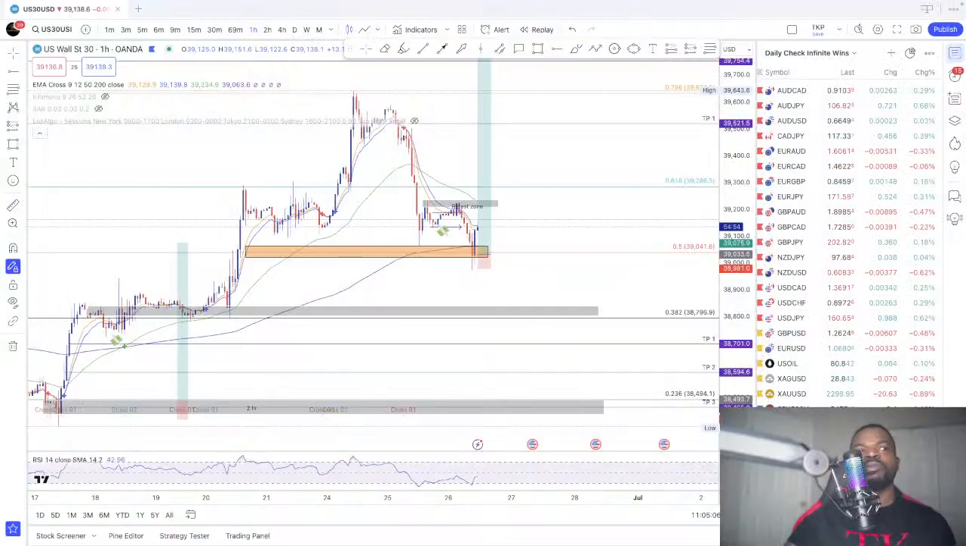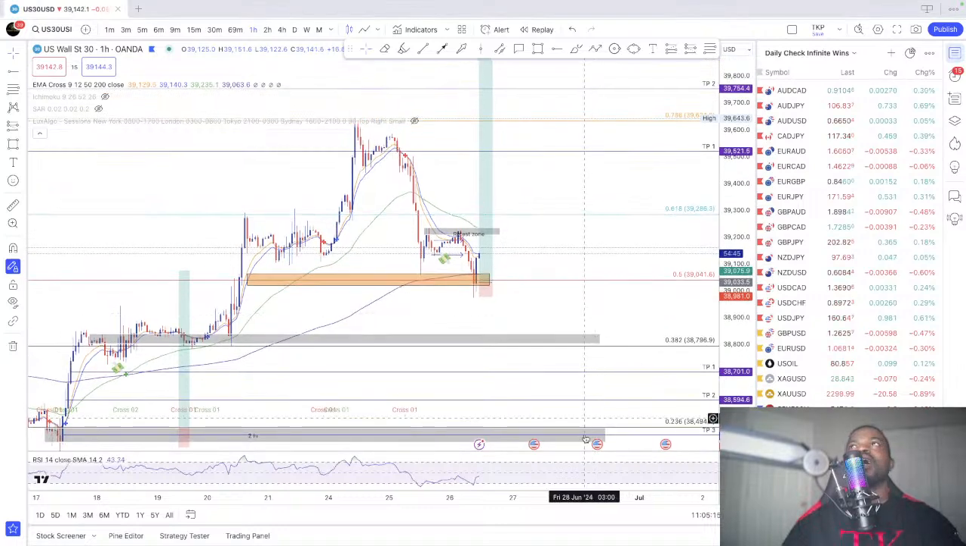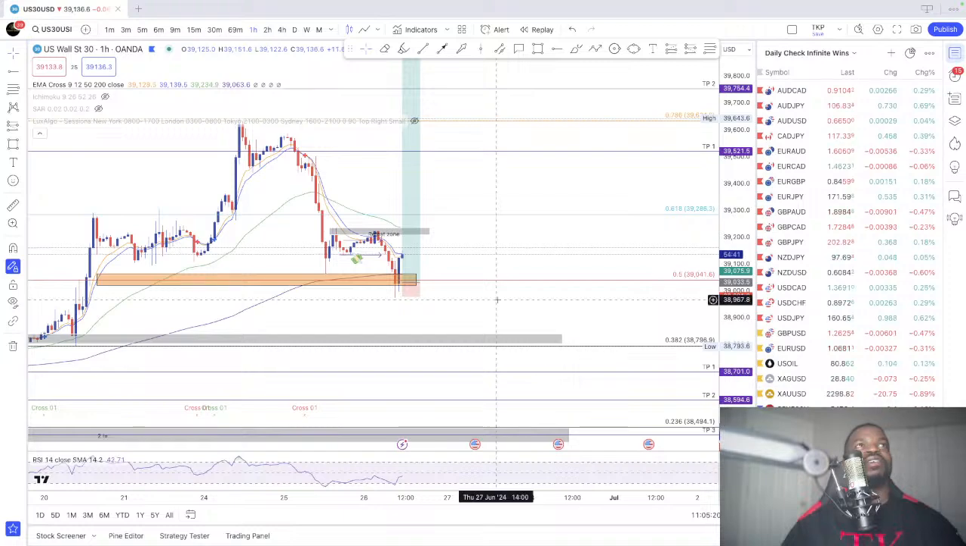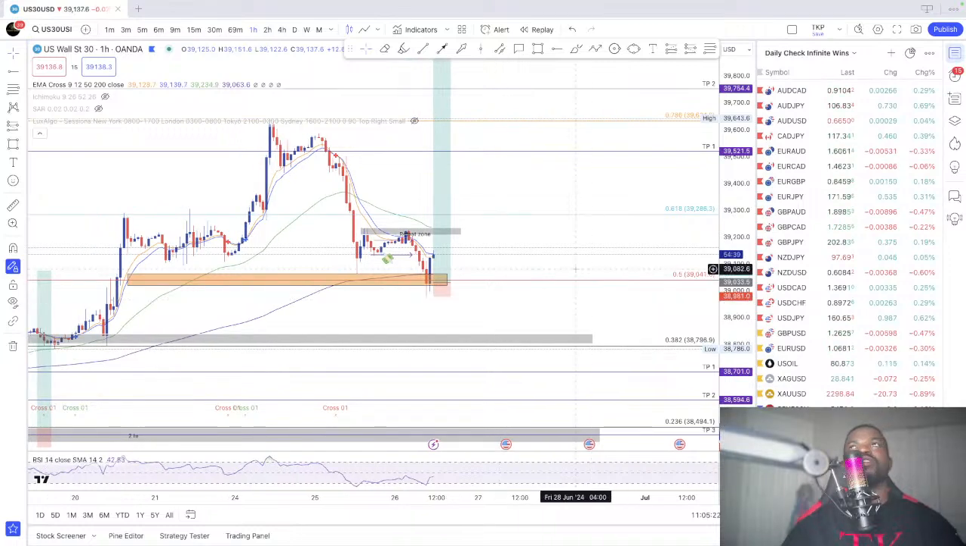All right, so this is US 30, the index. TP Sniper, what up? I got on kind of late this morning because I had to get this entry. I saw it dropping really fast down to the 50, and I had to be a part of this buy.